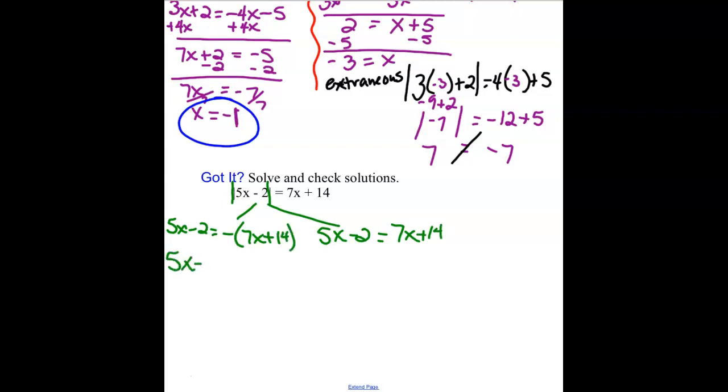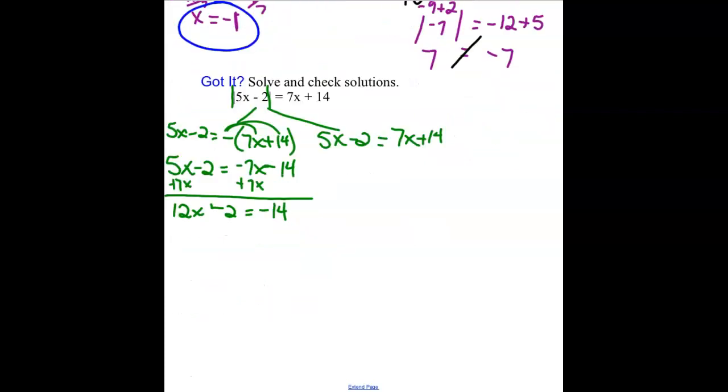Distributing, 5x minus 2 equals negative 7x minus 14. I'm going to add 7x to get my x's together so I can combine them. I now have 12 x's minus 2 equaling negative 14. I'm going to add 2. I have 12x equaling negative 12, and then I'm going to divide out my 12. So x could be negative 1.